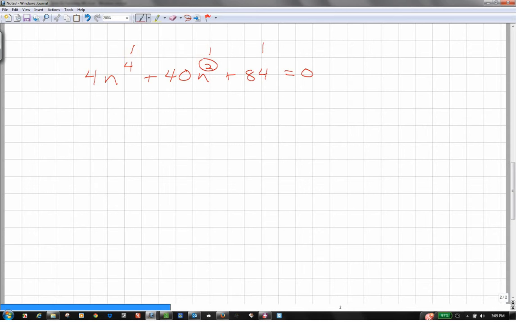So it's going to factor similar to if I had 4n squared plus 40n plus 84. I would use the same techniques. The first thing I'm going to do is factor out a 4. And I'm going to get n to the 4th plus 10n squared plus 21 equal to 0.